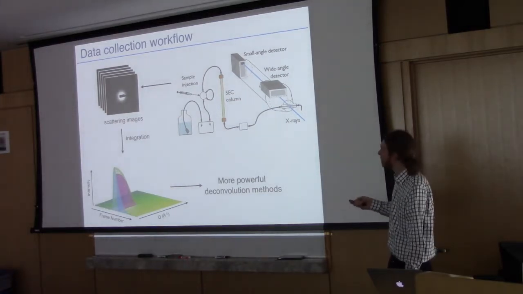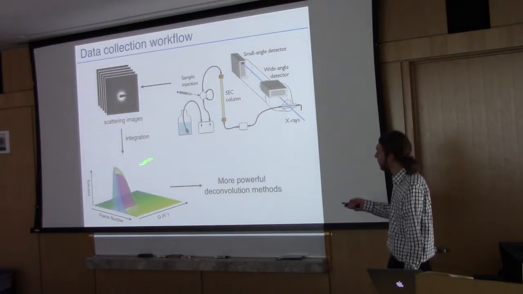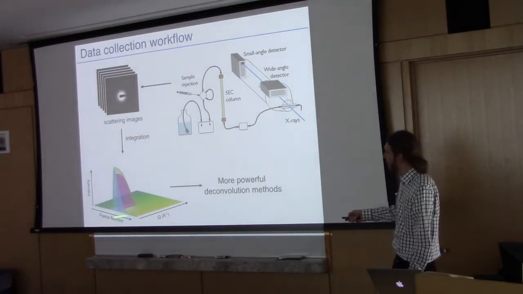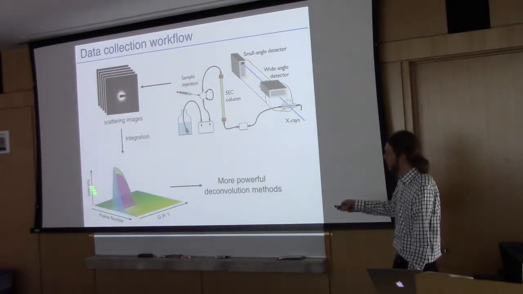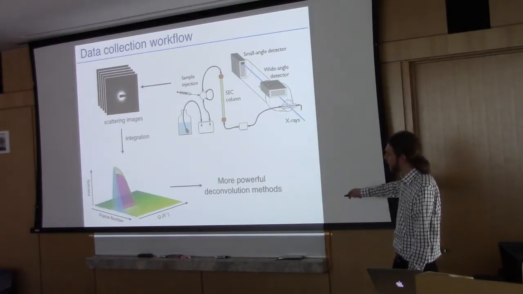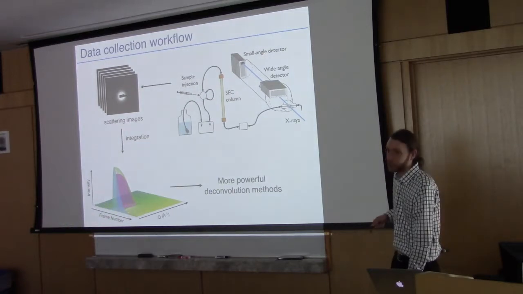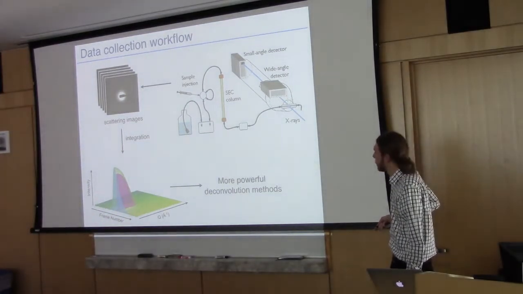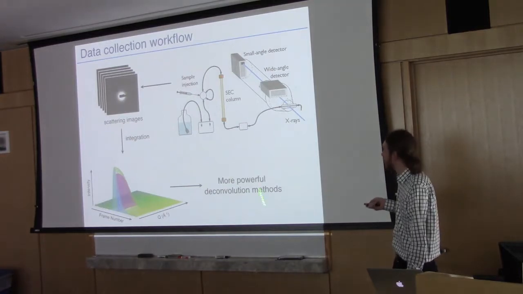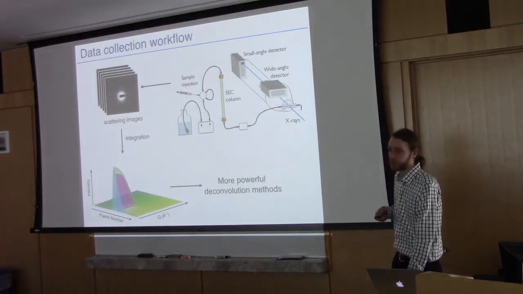So the basic workflow, as I said, is you flow continuously, you collect a whole big stack of scattering images, and then you integrate them, and what you end up with is a data set that I like to visualize in 3 dimensions. You have scattering intensity on one axis, you have Q on the other axis, and then you have frame number. If you slice it along this direction, it looks like a chromatogram. If you slice along this direction, it looks like a scattering profile. And because you have all this data, you can subject it to powerful deconvolution methods. I'll talk about this a little bit later, and we'll also mention them in the workshop tomorrow.